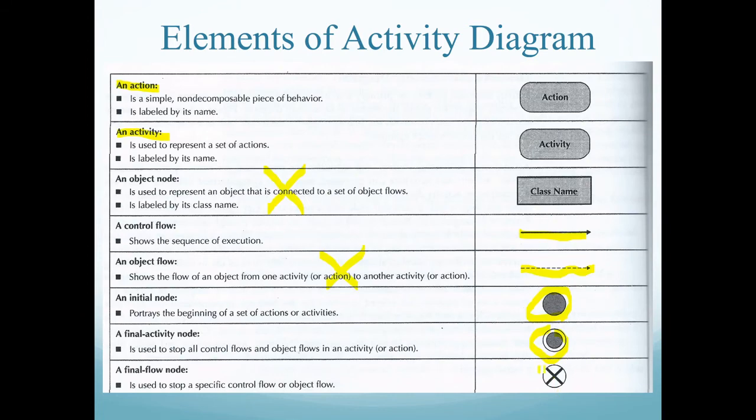And final flow. This means that if a certain subflow stops in the middle of the diagram, then we may use this symbol in the diagram. But actually, this symbol doesn't mean that the entire business process is over. The meaning of this symbol is that a certain part of the process is over, but another part will continue.